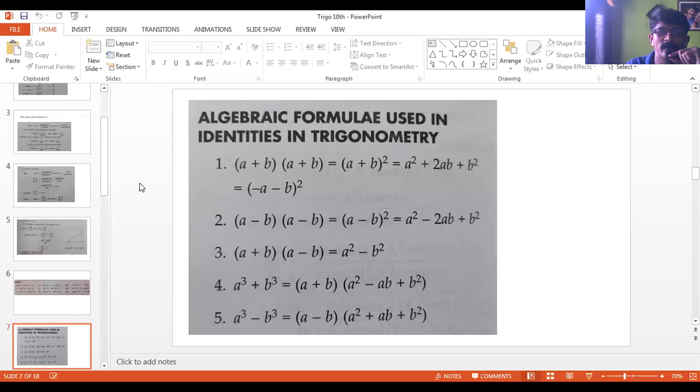And now, student, how to remember this? It's very simple. How to remember a cube minus b cube and a cube plus b cube? Look at this. When there is a plus sign in the first bracket, the second bracket is negative. When the first bracket is negative, the second bracket is positive. So this is how you can remember both the identities.